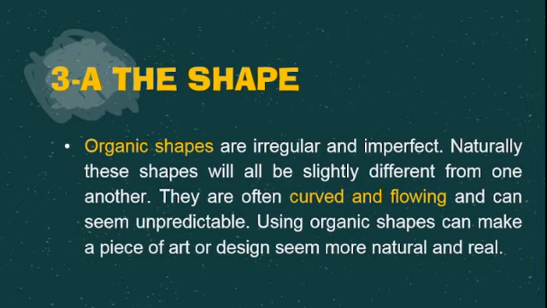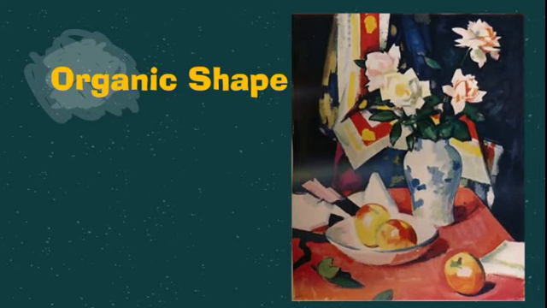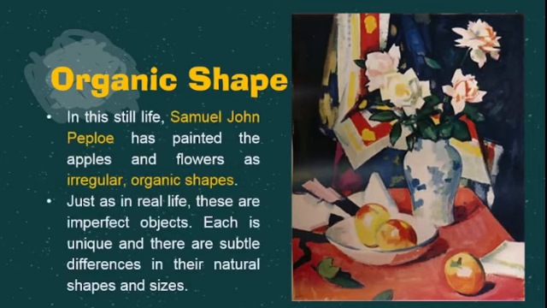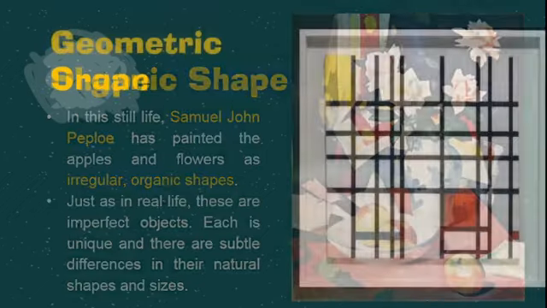Using organic shapes can make a piece of art or design more natural and real, just like this one. In this still life, Samuel John Peploe has painted the apples and flowers as irregular and organic. Okay, just as in real life, these are imperfect objects. Each is unique and there are subtle differences in their natural shapes and sizes. So, for example, with an apple there, you couldn't really say that it's round or a circle, right? Because its shape is irregular. So it's considered organic.